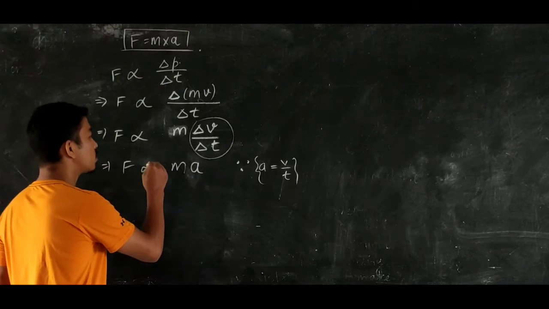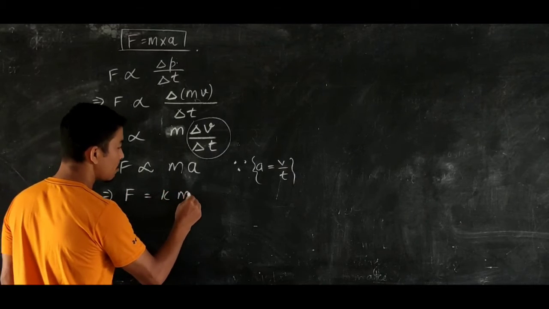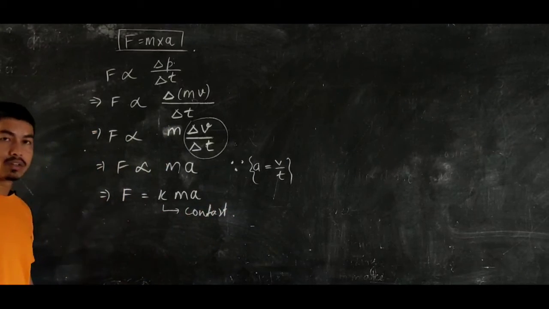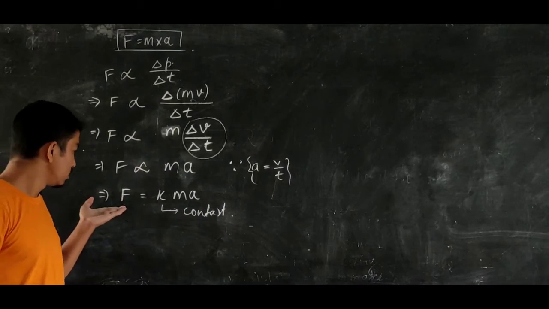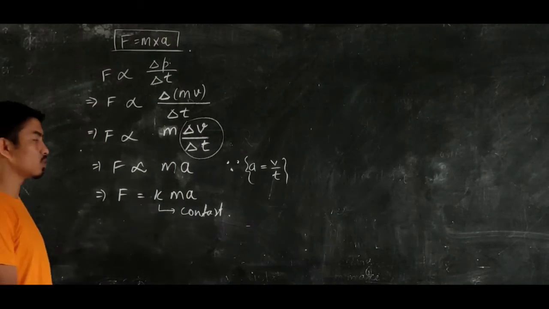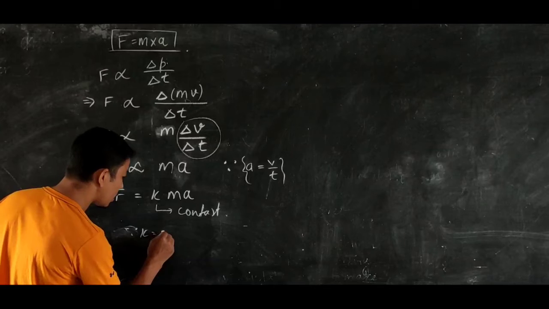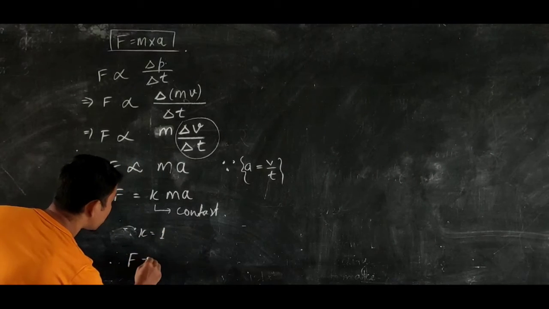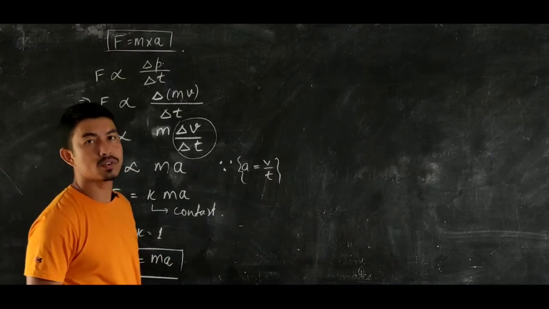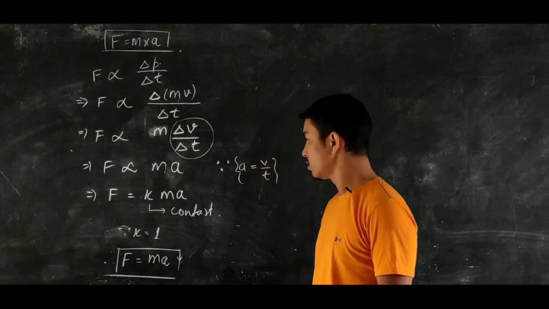Now to remove this proportionality sign, we insert one constant. So I can write F equals K m a. What is K? K is a constant. And the force, mass and acceleration are chosen in such a way that the value of K equals 1. So since K equals 1, I can write F equals m into a. So thus we get the expression: force equals mass into acceleration. So from this we get the definition of force.